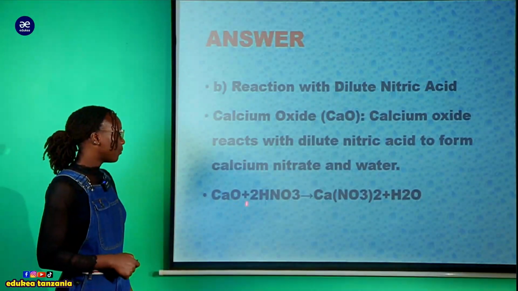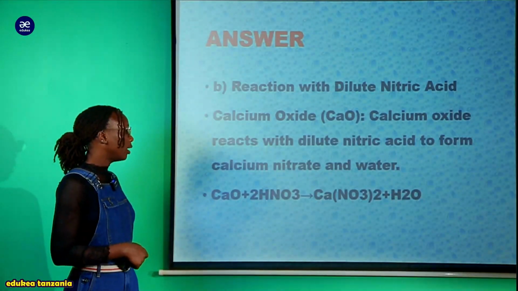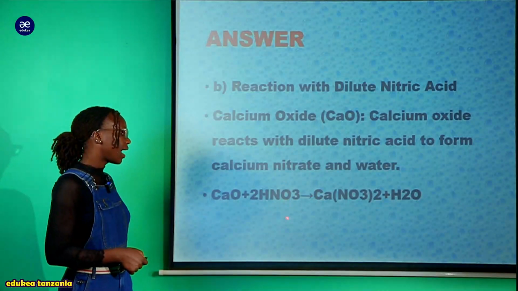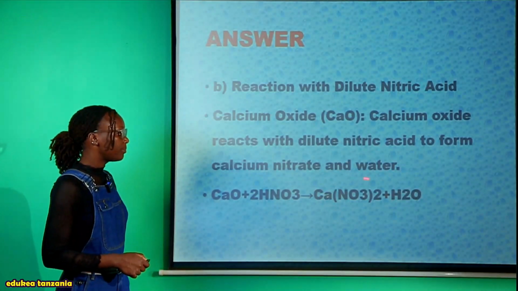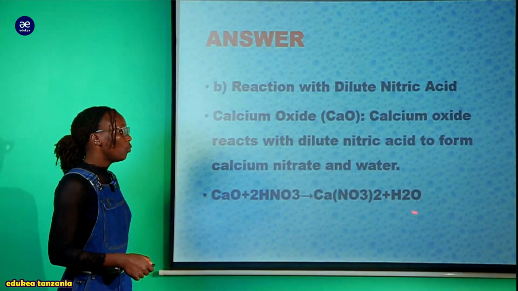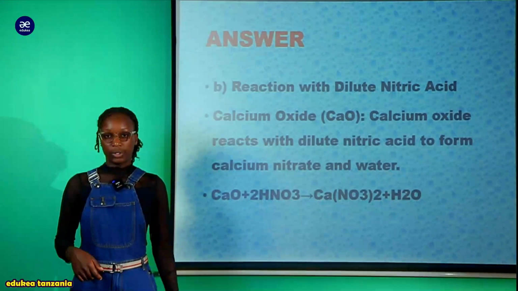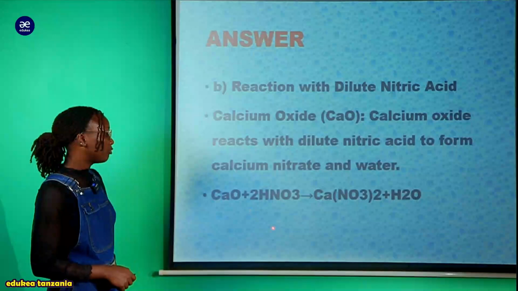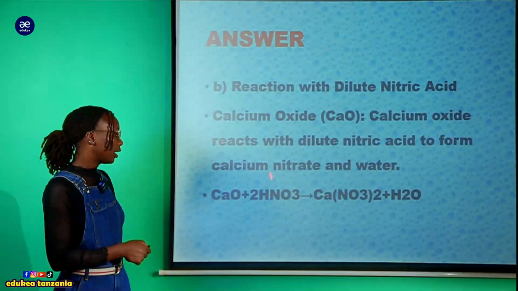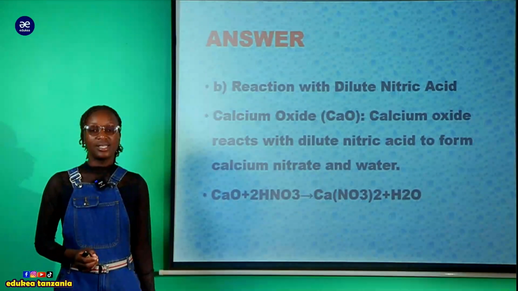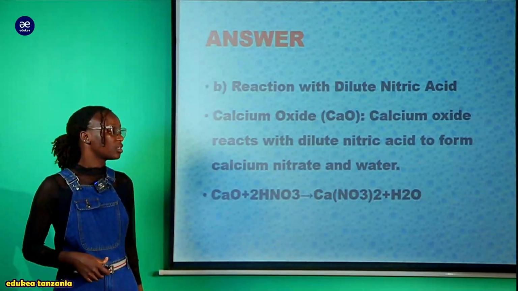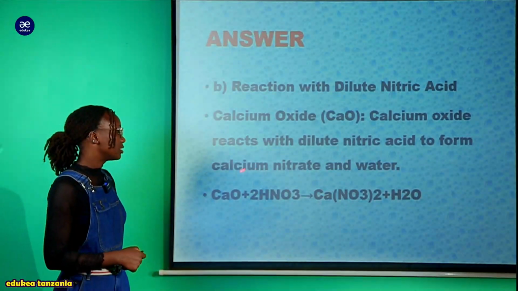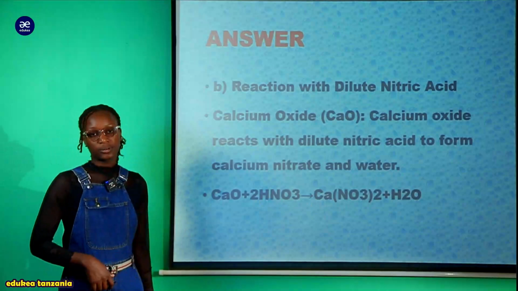So this is calcium oxide, 1 mole reacted with 2 moles of dilute nitric acid. We are going to have the calcium nitrate plus 1 mole of water molecule. And due to this addition of number of molecules here, this means that tulikuwa tuna balancing the equation, kwa sababu balancing of the equation ina involve addition of this number of molecules.